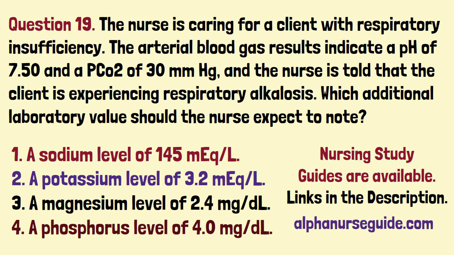A potassium level of 3.2 milliequivalents per liter. Rationale: signs and symptoms of respiratory alkalosis include tachypnea, mental status changes, dizziness, pallor around the mouth, spasms of the muscles of the hands, and hypokalemia. The remaining options identify normal laboratory results.